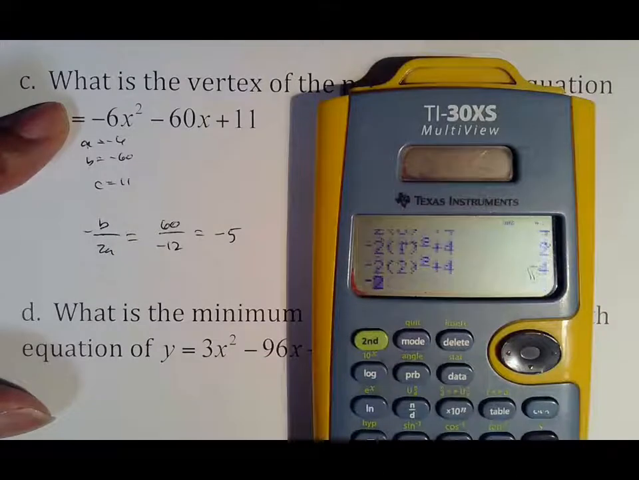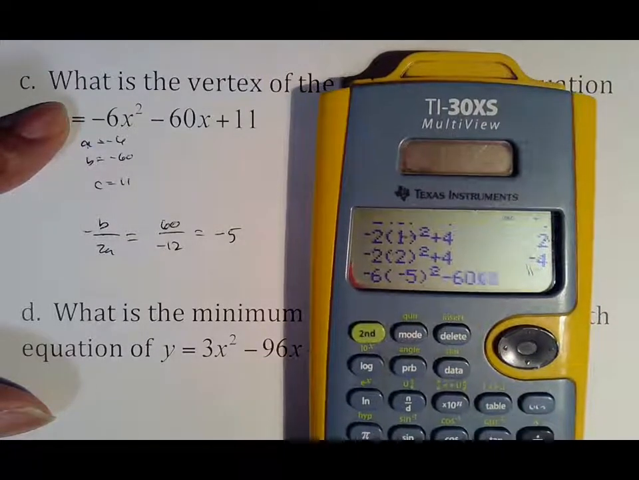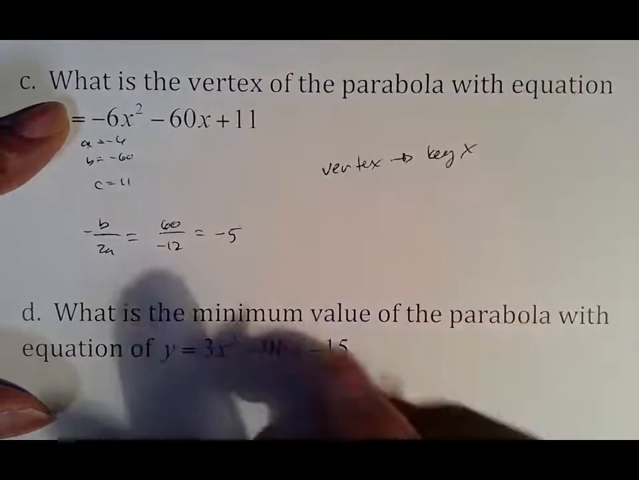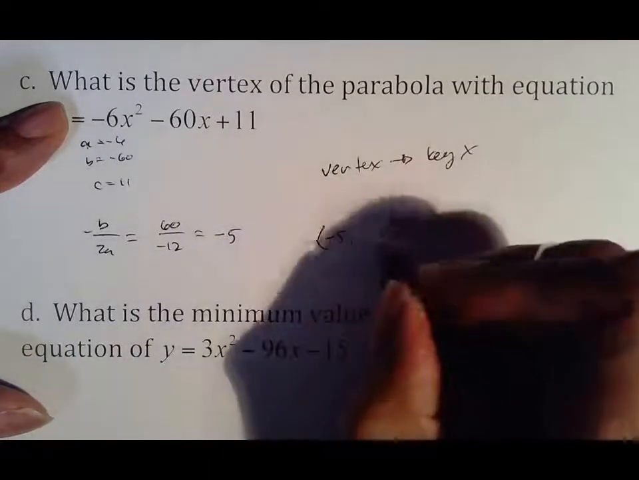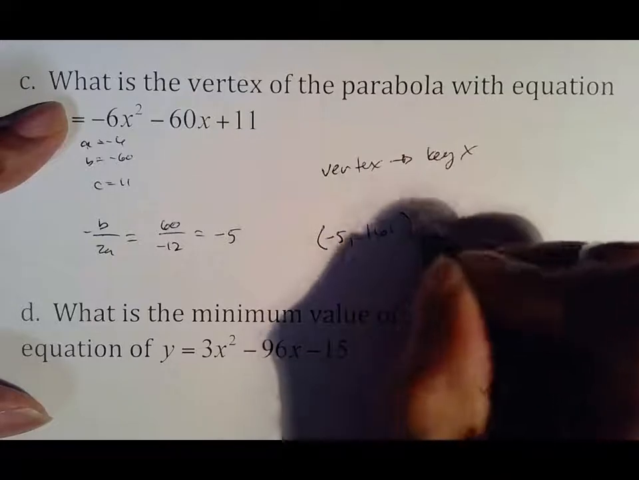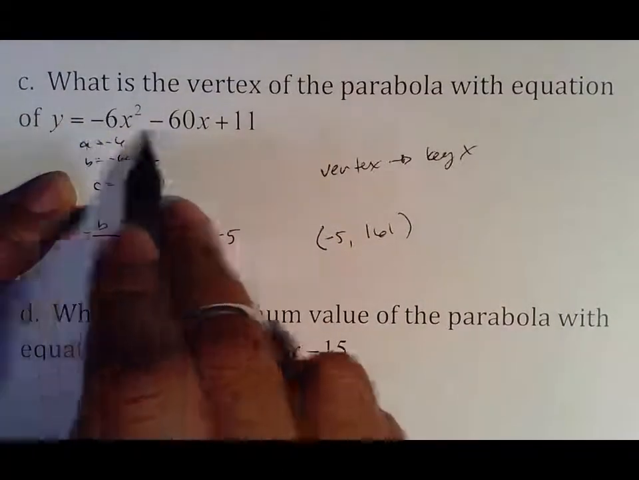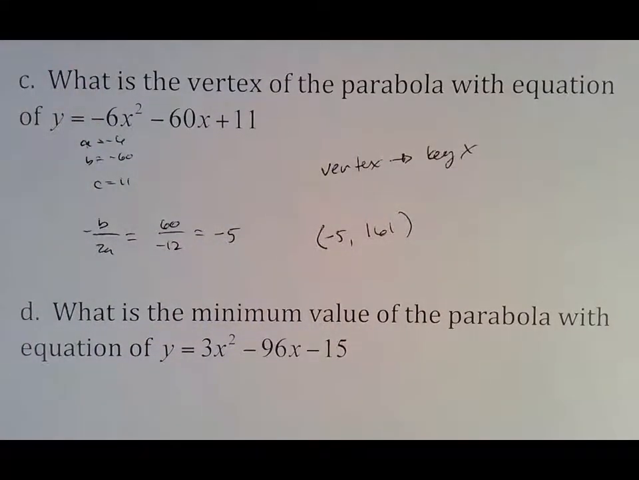So I now take my -6 parentheses -5 squared minus 60 parentheses -5 plus 11, and I see what I get, which is 161. So my vertex is -5 because that's your x, comma 161 because that's the y that results. Again, take the -5, plug it in. Whatever you get is your y. This is my key x, which I put in for x. That would be the vertex. So the good news about vertex questions is that you don't need to do extra work. You simply find the key, plug it in.